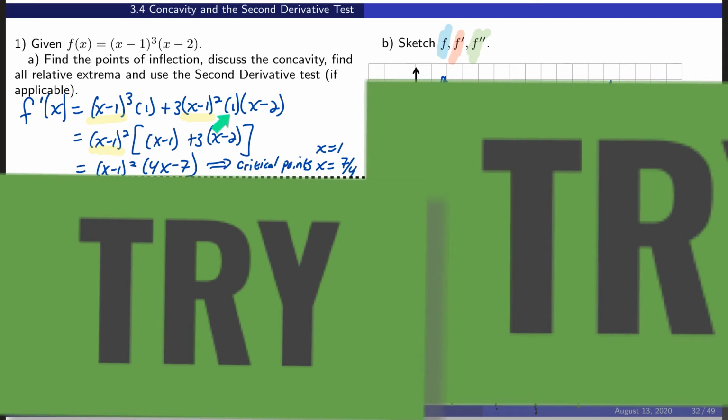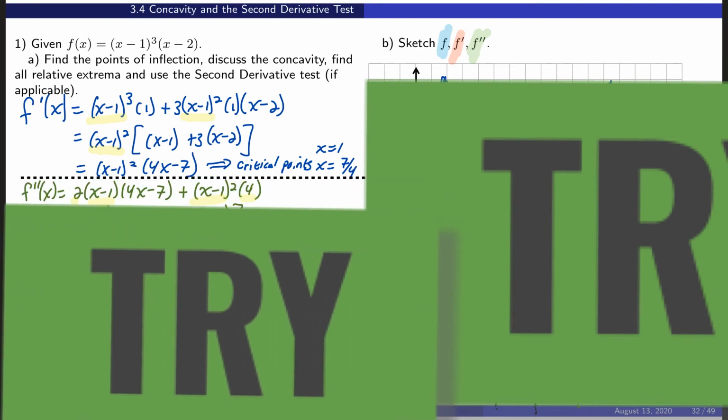In order to find the points of inflection, you're going to need to do a similar process with the second derivative. So take the second derivative, find common factor terms, factor it out, and then set it equal to 0 and solve for possible points of inflection. Pause the video and work out that second derivative part.